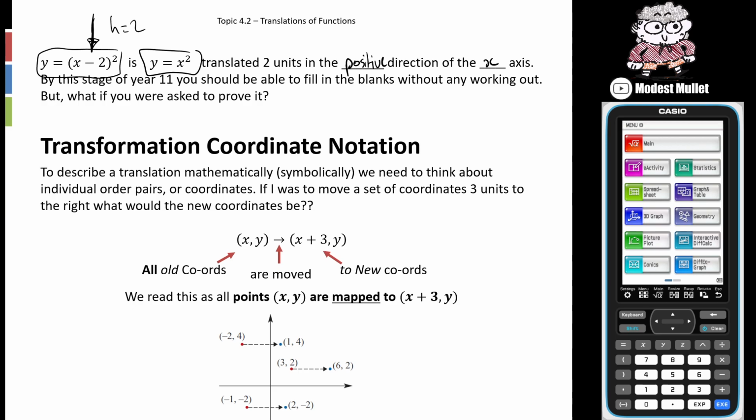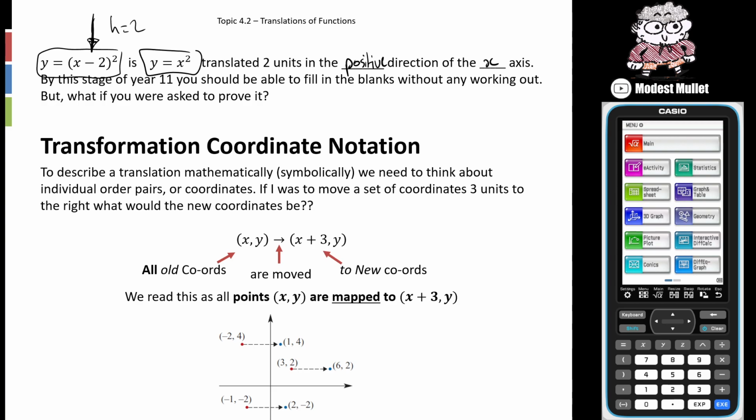But what if we're asked to prove it, or say why? Why is that the case? Well, we need some more notation. We need some symbology to help explain or communicate mathematically, rather than just speaking words. Let's write it out. We're going to look at 2 main notations. One is coordinate notation, where individual coordinates can be mapped to any function. And we will also look at what we call transformation function notation.